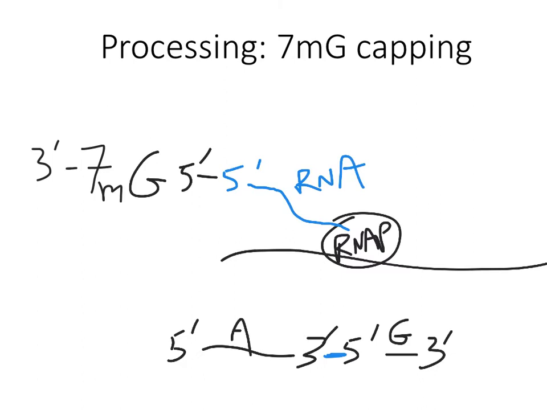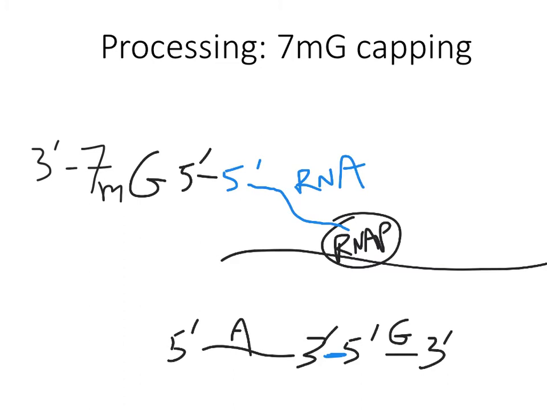There are a couple other things this does too. Does anybody know what the cap is used for other than protecting the RNA? It's important in a couple other processes in eukaryotes. Where does transcription happen in eukaryotes? In the nucleus or in the cytoplasm?